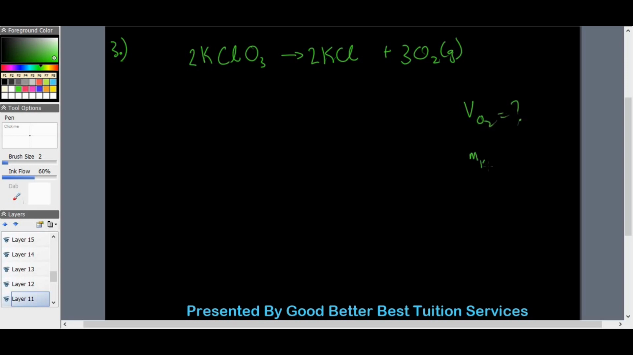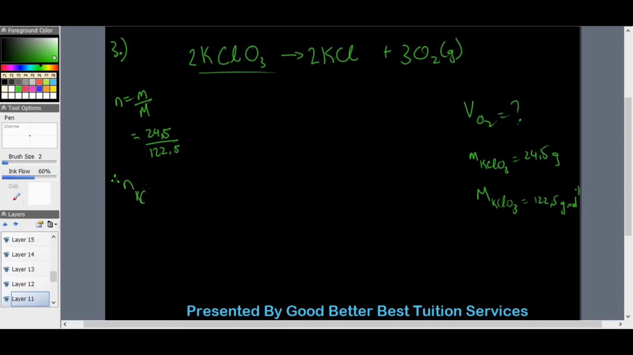But they gave us the mass of potassium chlorate to be 24,5 grams, and the molar mass of KClO3 as about 122,5 grams per mole, because that's just from the periodic table. So let's find out the volume of oxygen. First thing, we work with this one first. We say n is equal to m divided by M. We know that's 24,5 divided by 122,5. And therefore, the number of moles of potassium chlorate is equal to 0,2 mole.